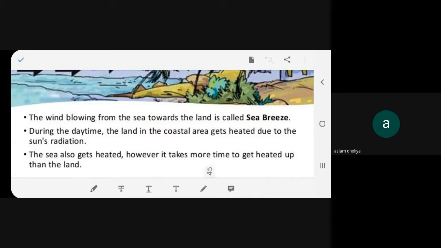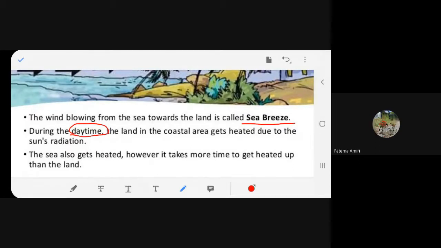Next. During the daytime, the land in the coastal area gets heated due to the sun's radiation. The sea also gets heated, however, it takes more time to get heated up than the land. Now, the wind from the sea towards the land that we saw just now, that is called sea breeze, right, beta? And when it is happening, beta?